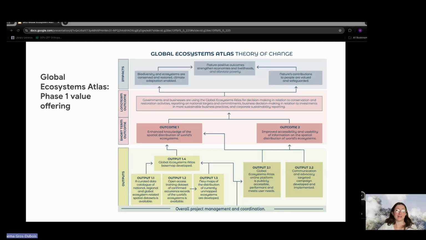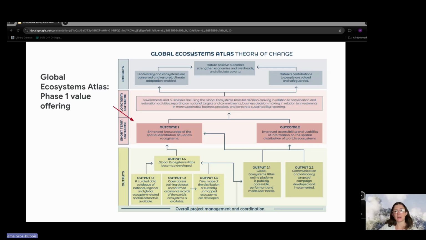So how are we going to do this? Here we have our theory of change, which highlights the impacts and long-term outcomes that we hope to achieve with the initiative in those top 2 rows. So we want the atlas to enable the conservation and restoration of biodiversity and ecosystems around the world. That's our main goal. And to do that, the atlas needs to be a meaningful resource for governments and businesses to use in making these decisions regarding conservation and restoration goals and activities.